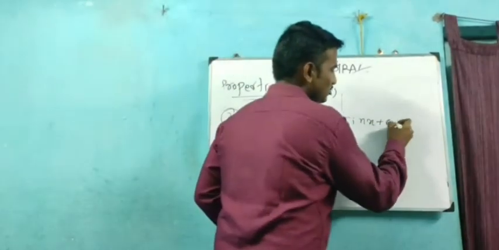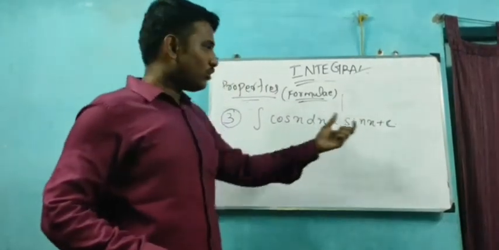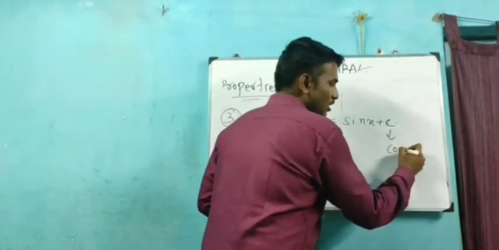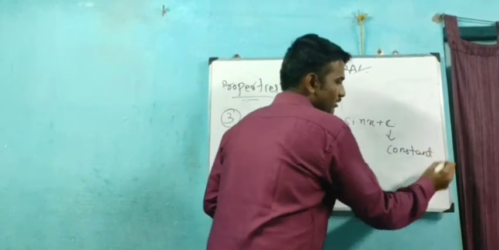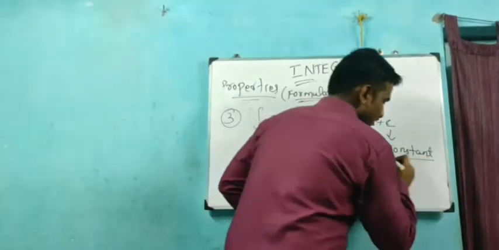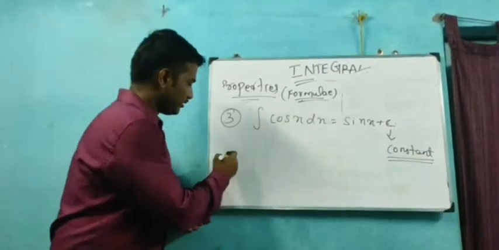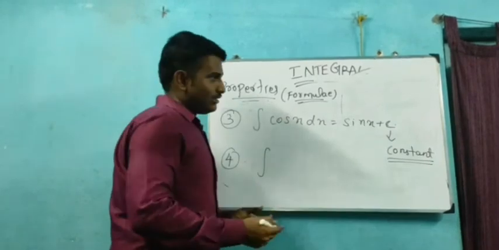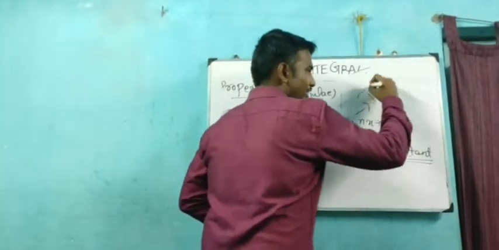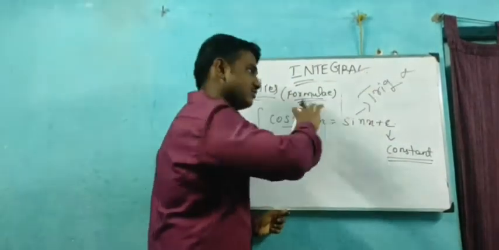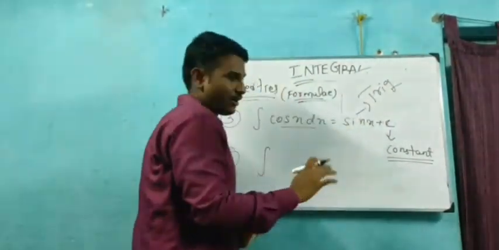Now you can ask one question: sir, what is c, why are you writing c? C is nothing but a constant. What is a constant? A constant means any number. So the sine and cos trigonometric functions are over. We have so many formulas, but the first basic thing is fine.